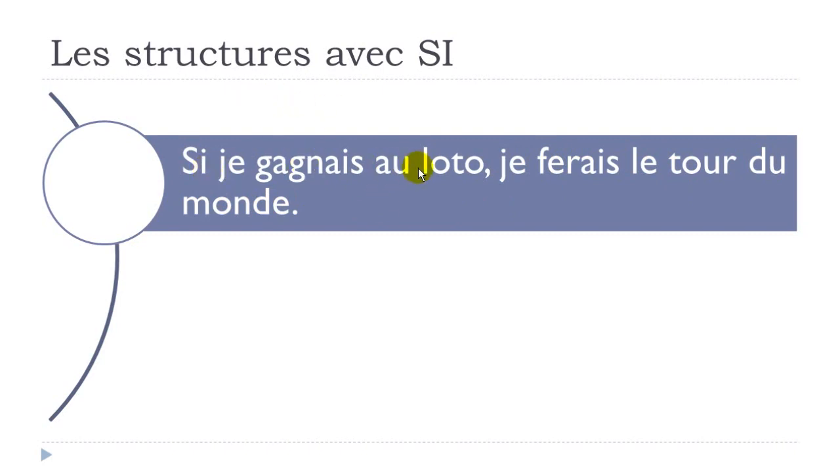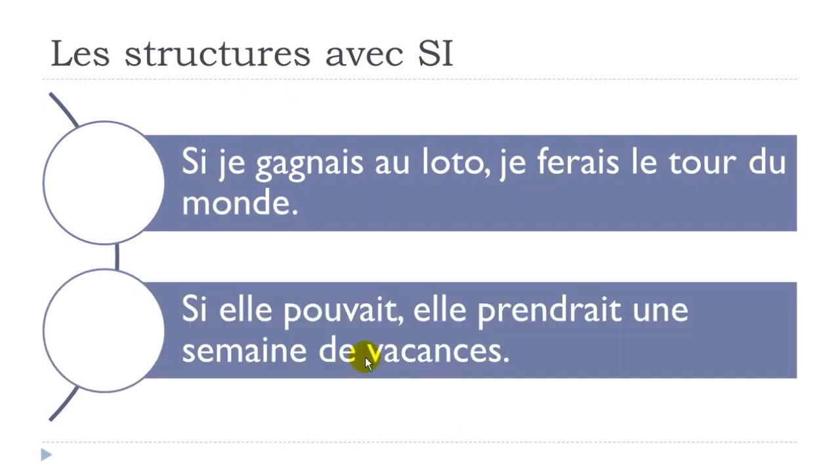Okay, so si je gagnais au loto, je ferais le tour du monde. And then the second example, si elle pouvait, elle prendrait une semaine de vacances. Okay, so here you've got this pouvoir form, can, and it's at the imparfait form, and it's followed by the conditionnel présent, prendre, to take, okay, une semaine, 1 week, de vacances, vacation, okay, holiday. So if she could, she would take 1 week off if you want, okay, or vacation week.